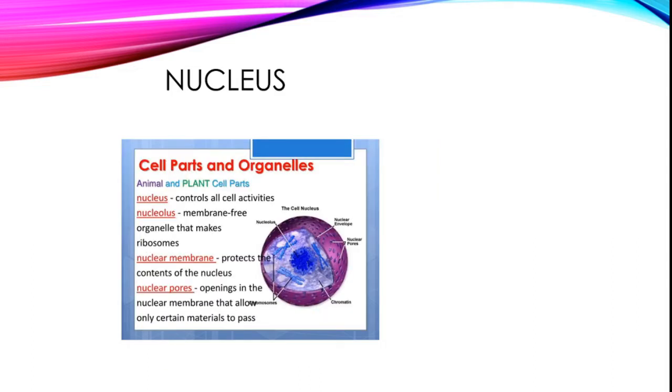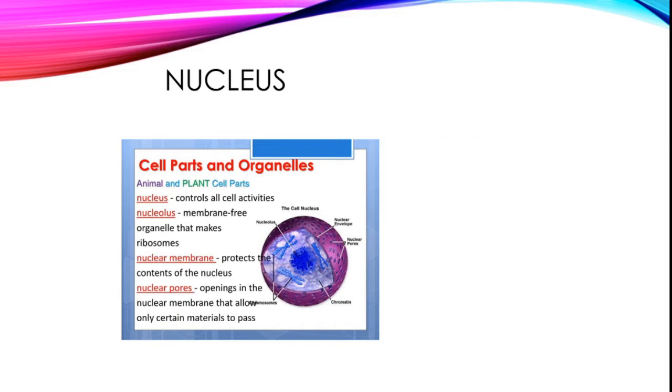Next we come to the nucleus. The nucleus is the important organ of the cell. As the human brain controls all the body parts, similarly the nucleus present in the cell controls all the activities of the cell, whether it be respiration, excretion, digestion, absorption, anything. The nucleus is the brain of the cell.